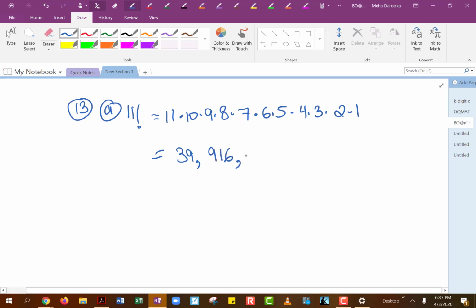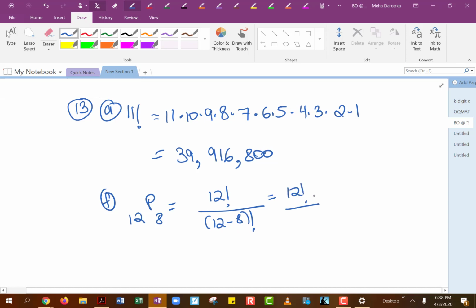Okay, so the next one we were going to look at was part F, and this guy is from a total of 12 options. We are choosing 8, so that's 12 factorial divided by 12 minus 8 factorial. And of course 12 minus 8 will give you 4. So that guy will then become 4 factorial, and the way you can again write this out, 12, 11, 10, 9, 8. I might need to move this to the bottom because I don't think I have enough space here.